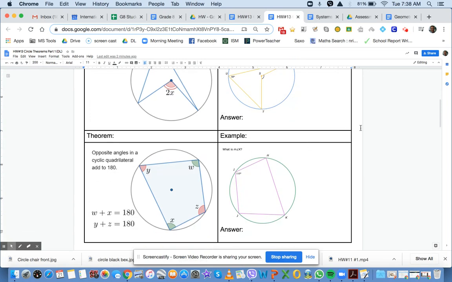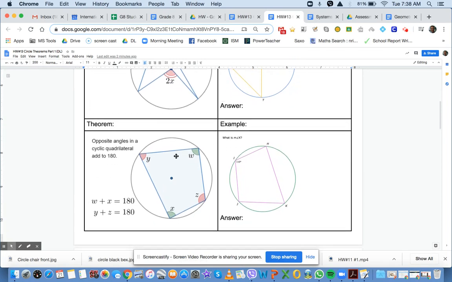We're looking at 6 theorems today. Next theorem is dealing with cyclic quadrilaterals. So this is a quadrilateral where all the vertices touch the circumference here. Okay, now the rule here is that opposite angles are always supplementary. So for example, if this angle was 100, that means that this angle would have to be 80, and so on and so forth, and you'll use that to answer the example.